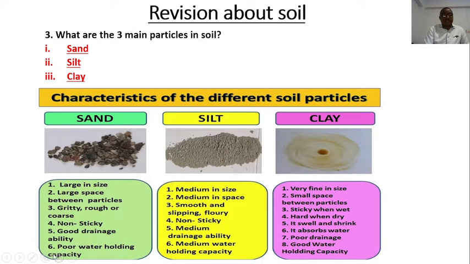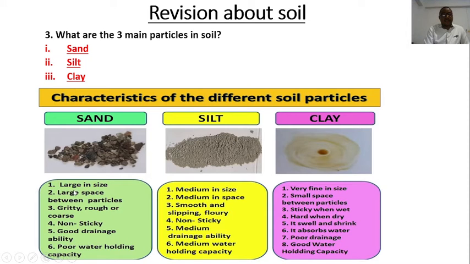The first one is sand. This is how sand looks in the picture, and the second one is silt. This is how it looks. The third one is clay. This is how clay looks. Now let's start with the characteristics of sand.